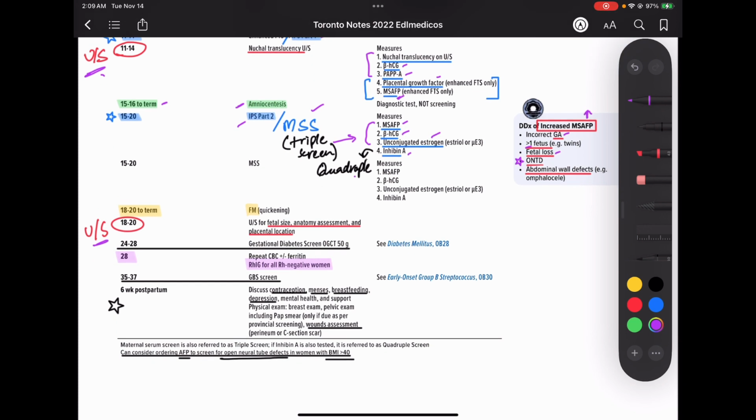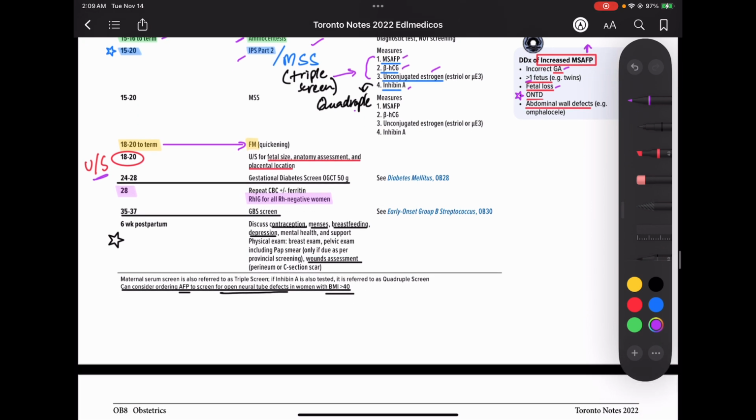Moving forward, 18 to 20 weeks to term, we have to do fetal monitoring, quickening, which will come in fetal surveillance in our next topic. And then we have two important things: at 24 to 28 weeks, we have to screen for gestational diabetes with the oral glucose tolerance test, and at 35 to 37 weeks, we have to go for group B streptococcus screening, GBS screening, and depending on that, we would have to go for antibiotics or whatnot. So these two are some important dates.